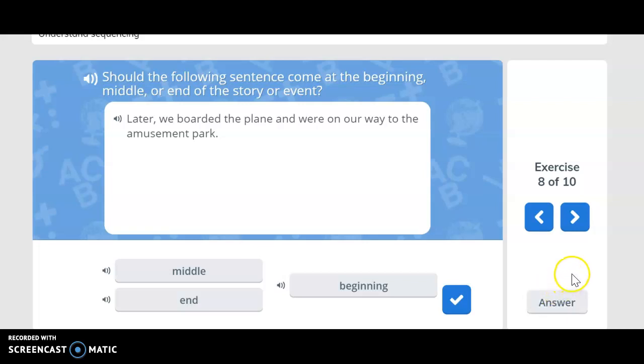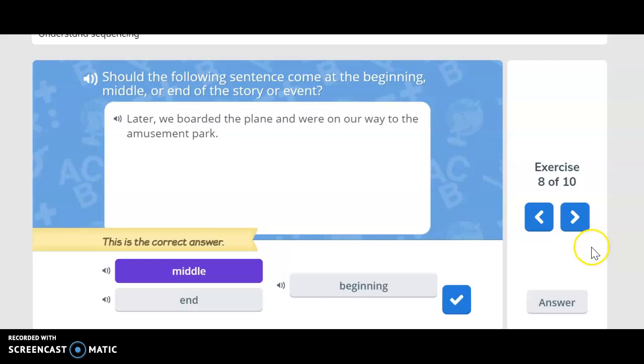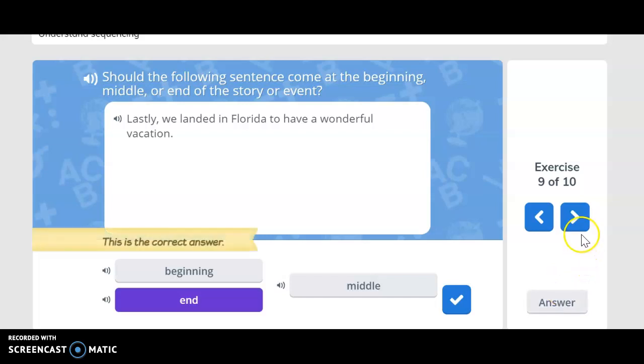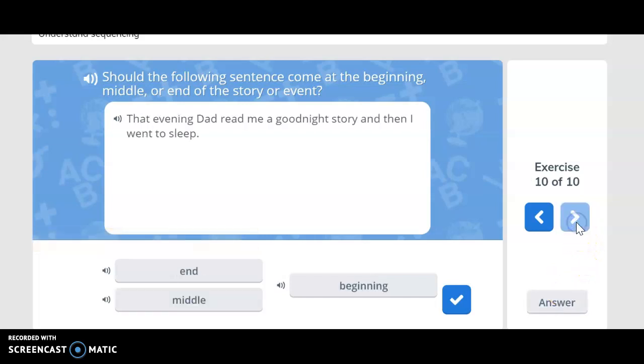Should the following sentence come at the beginning, middle, or end of the story or event? Later, we boarded the plane and were on our way to the amusement park. If you said middle, you are correct. Should the following sentence come at the beginning, middle, or end? Lastly, we landed in Florida to have a wonderful vacation. If you said end, you are correct.